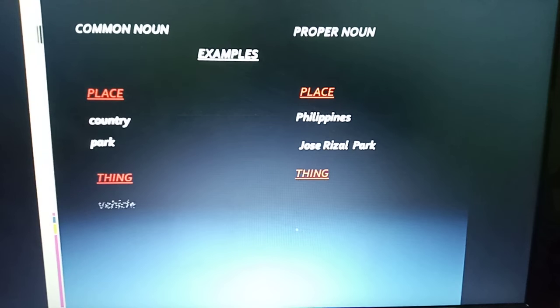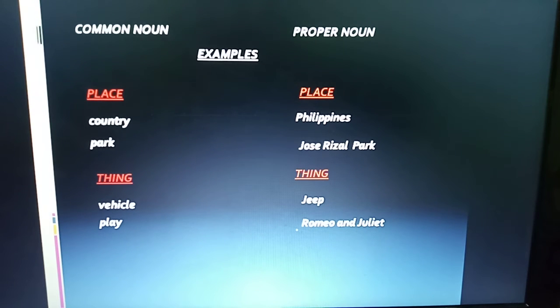How about a thing? A thing, vehicle, alam ba natin kung anong klaseng vehicle ang tinutukoy natin? Definitely not. So that is a common noun. But if we know what kind of vehicle we are talking about, that is a proper noun, which is a jeep. How about a play? Do we know what kind of play it is? We do not know. So that is a common noun. But if we know what kind of play that is, Romeo and Juliet, that is a proper noun.